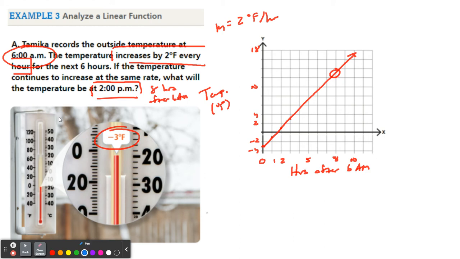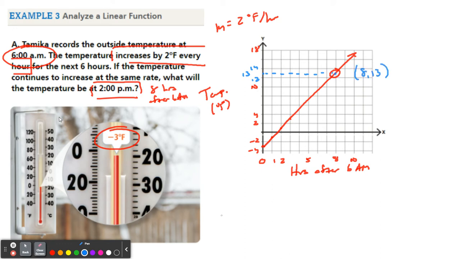That point, I'll do it in blue. So 8 hours, if you go up to this point, and then over to our y-axis, we are right here in between 12 and 14. So it looks like it's about 13. So we're estimating that at 2 p.m., 8 hours after 6 a.m., we are going to be at 13 degrees Fahrenheit, right? So I think this is the point (8, 13).